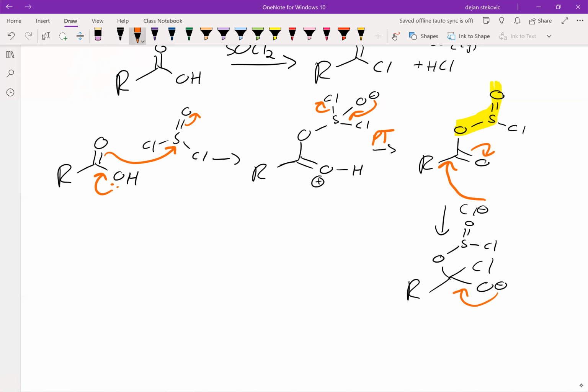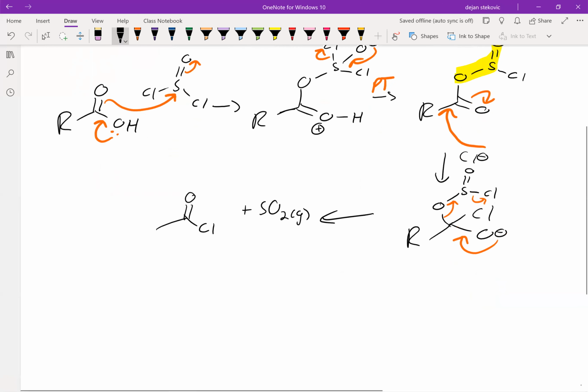And then we just have this negative charge kick back down and then kick off SO2, right? So the chloride's going to leave as well. And then you've got your acid chloride, your SO2 gas, which can just go ahead and float away. And then you're good to go. Note that we have the tetrahedral intermediates, and note in this mechanism, we can have both positive and negative charges because we're doing this under relatively neutral conditions.